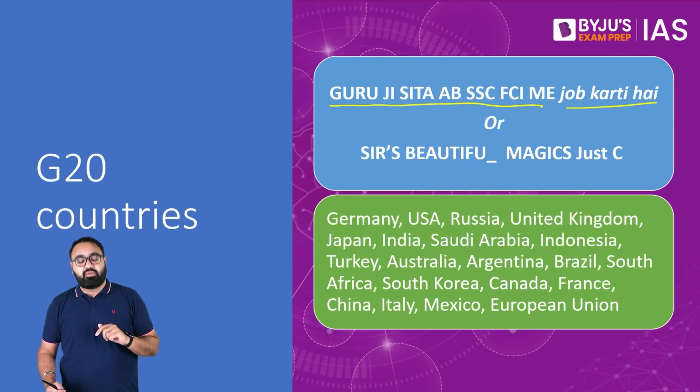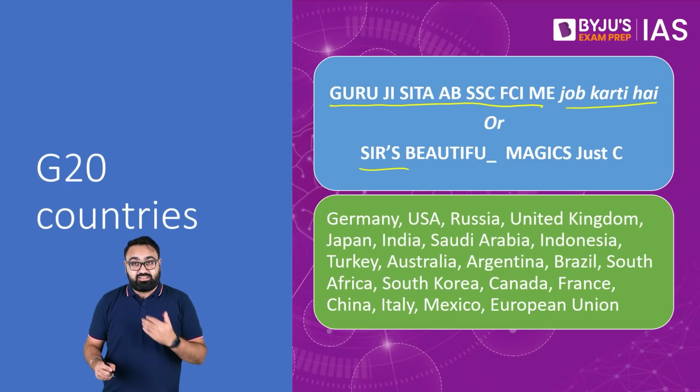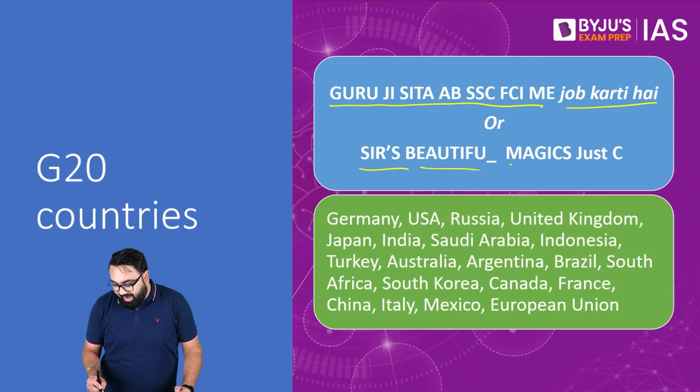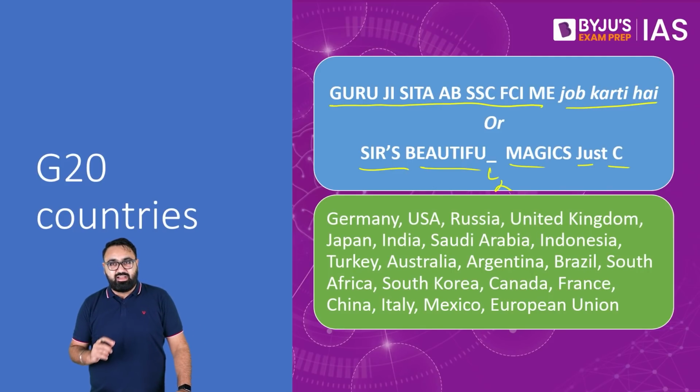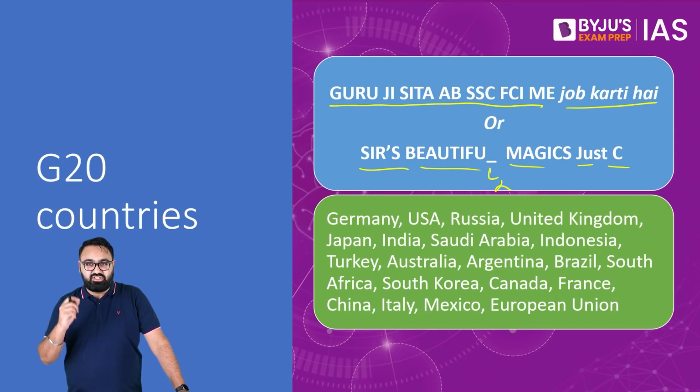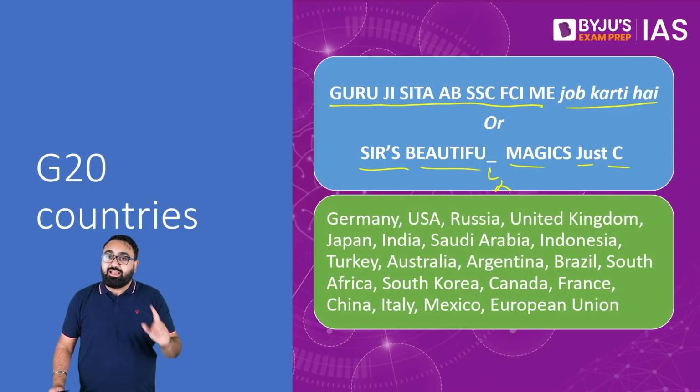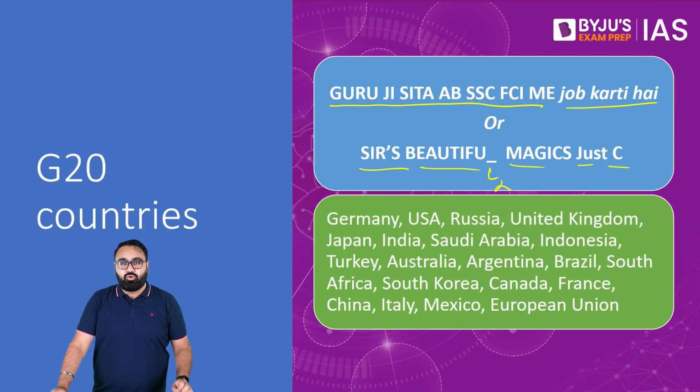The second option I'm giving you is Sirs, that is me, beautiful magics just see. The beautiful does not have an L in it. Apart from that, the sentence is Sirs, beautiful magics just see. Focus only on the capital letters and you would be good to go.